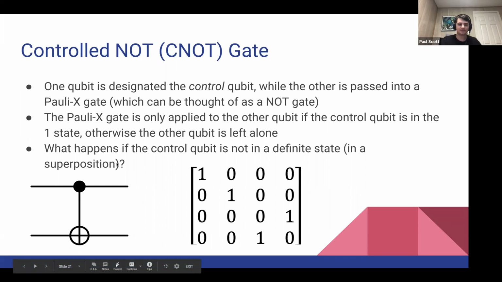First off, this is the representation of the gate. The solid filled in circle represents the control bit, and the larger hollow circle is the Pauli-X gate.